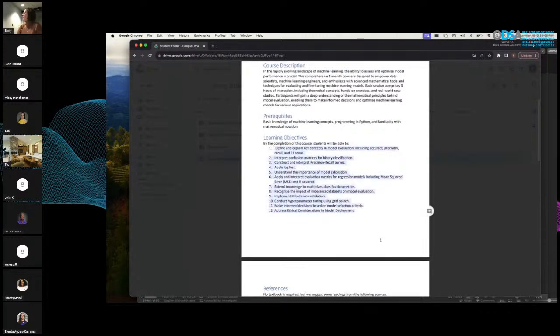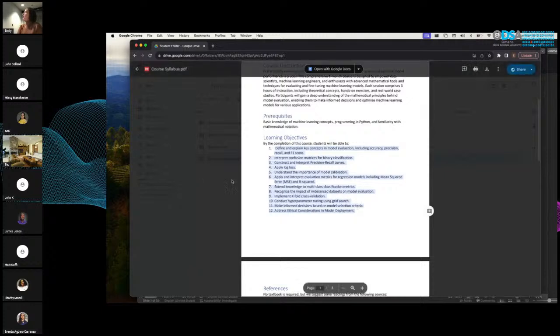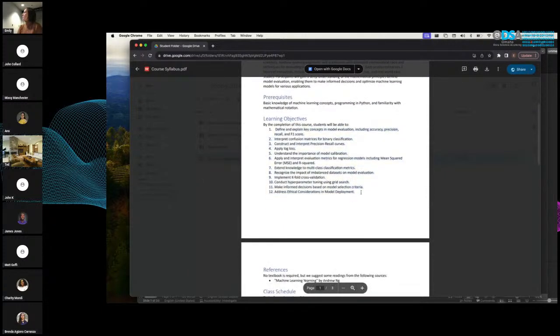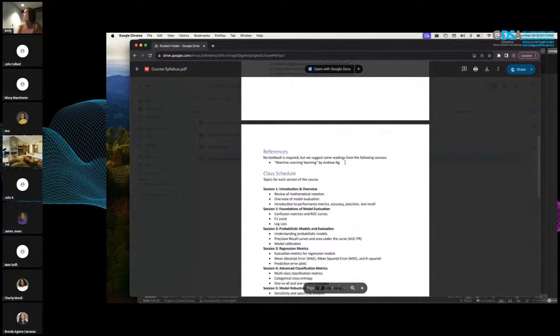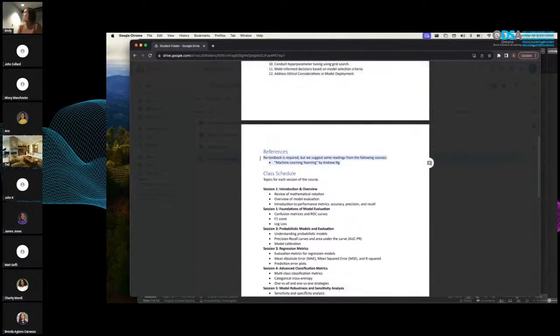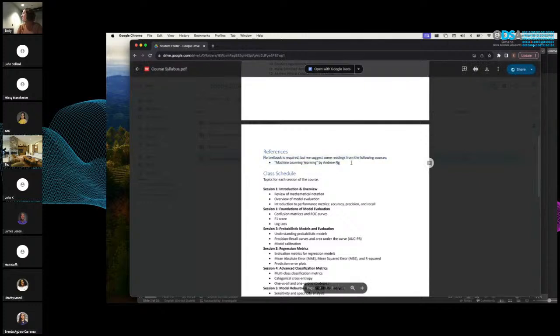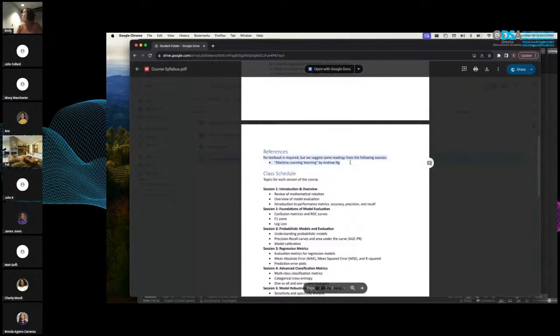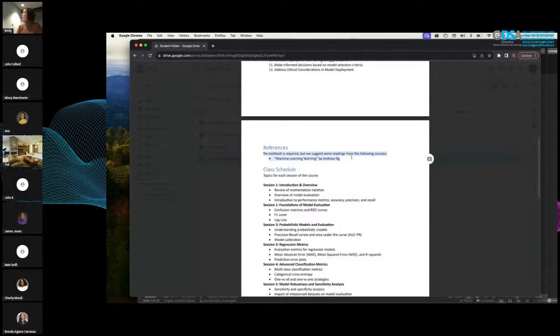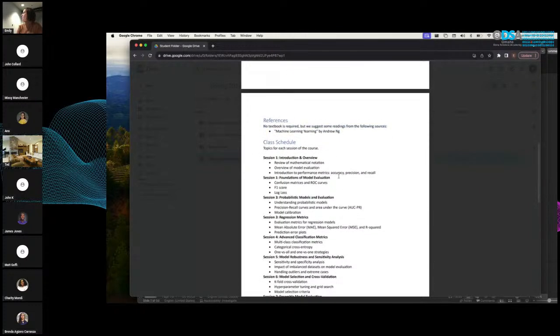And here are some objectives, things that you'll be able to do by the end of the course. I have no book for this, but I do think this textbook, which is, again, publicly available, I don't even think there's a physical book. This is just an online textbook. This one's really, really good for understanding metrics in a really friendly and approachable way.